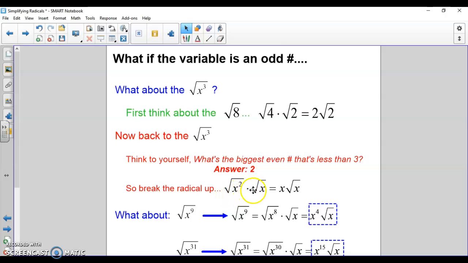X squared times square root of x. Square root of x squared is just x. Square root of x is just square root of x, it stays inside. So what about some others?